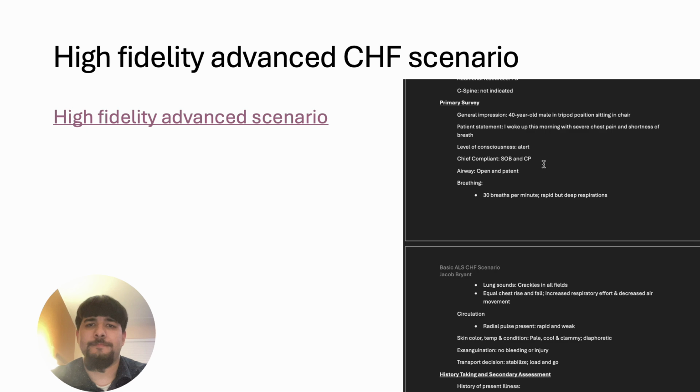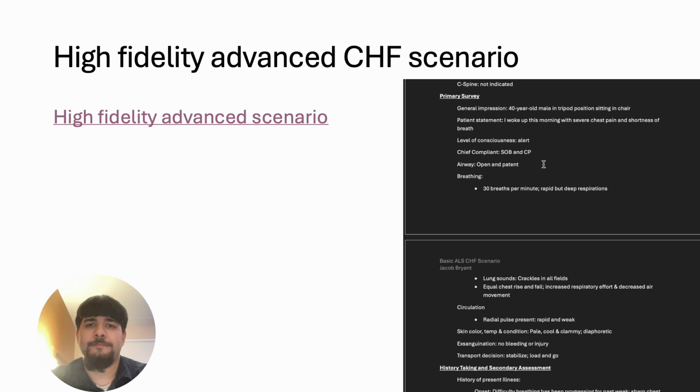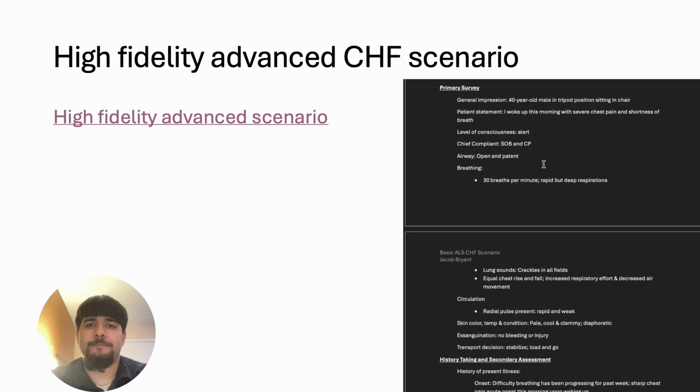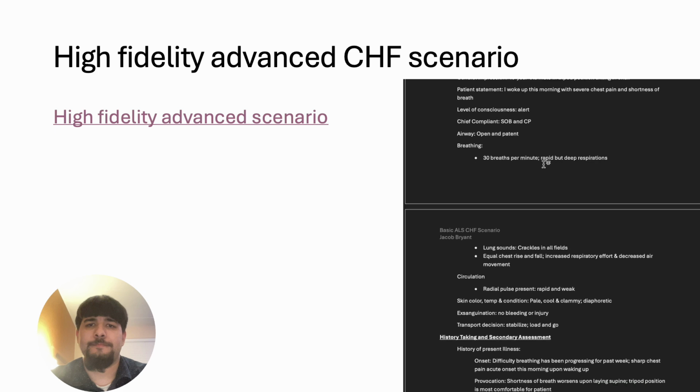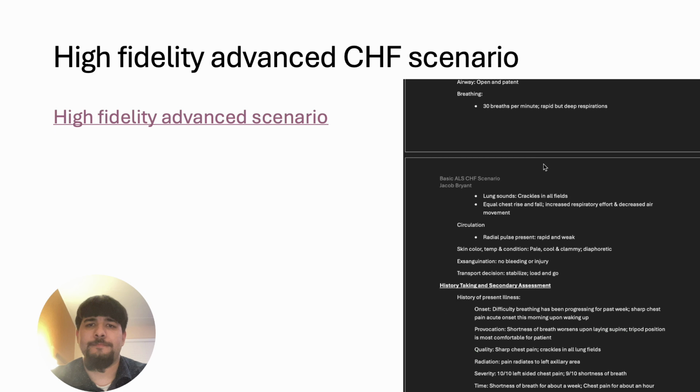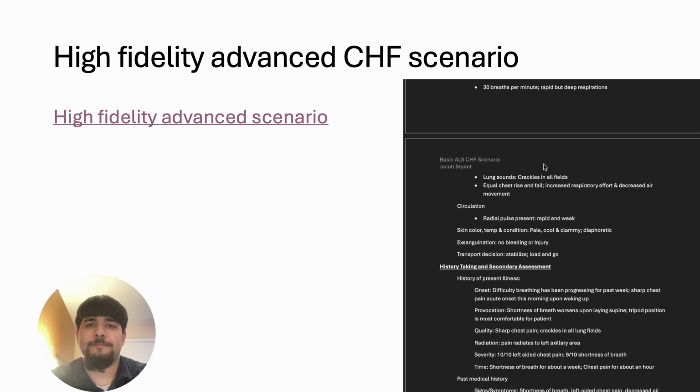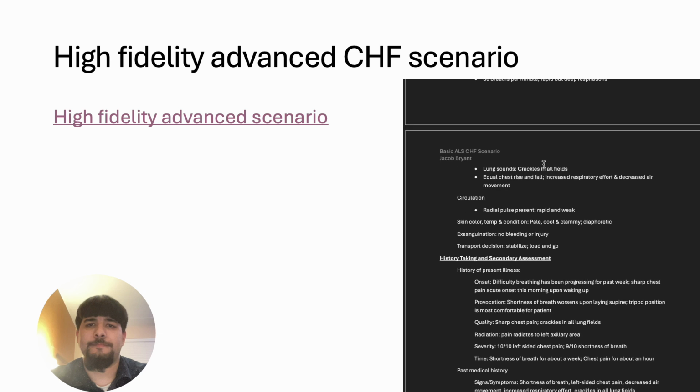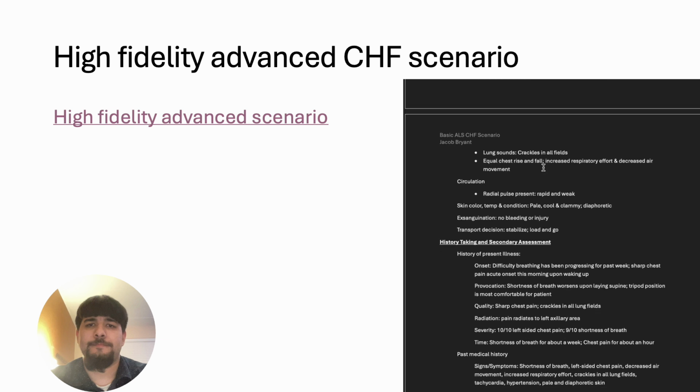Airway is open and patent. Patient is breathing 30 times a minute, rapid, but they are deep respirations, so they're not shallow. Lung sounds are crackles in all fields, equal chest rise and fall, increased respiratory effort and decreased air movement. Circulation, the radial pulse is present, rapid and weak. Skin color, temp and condition: pale, cool, clammy and diaphoretic. There is no major bleeding or injury.